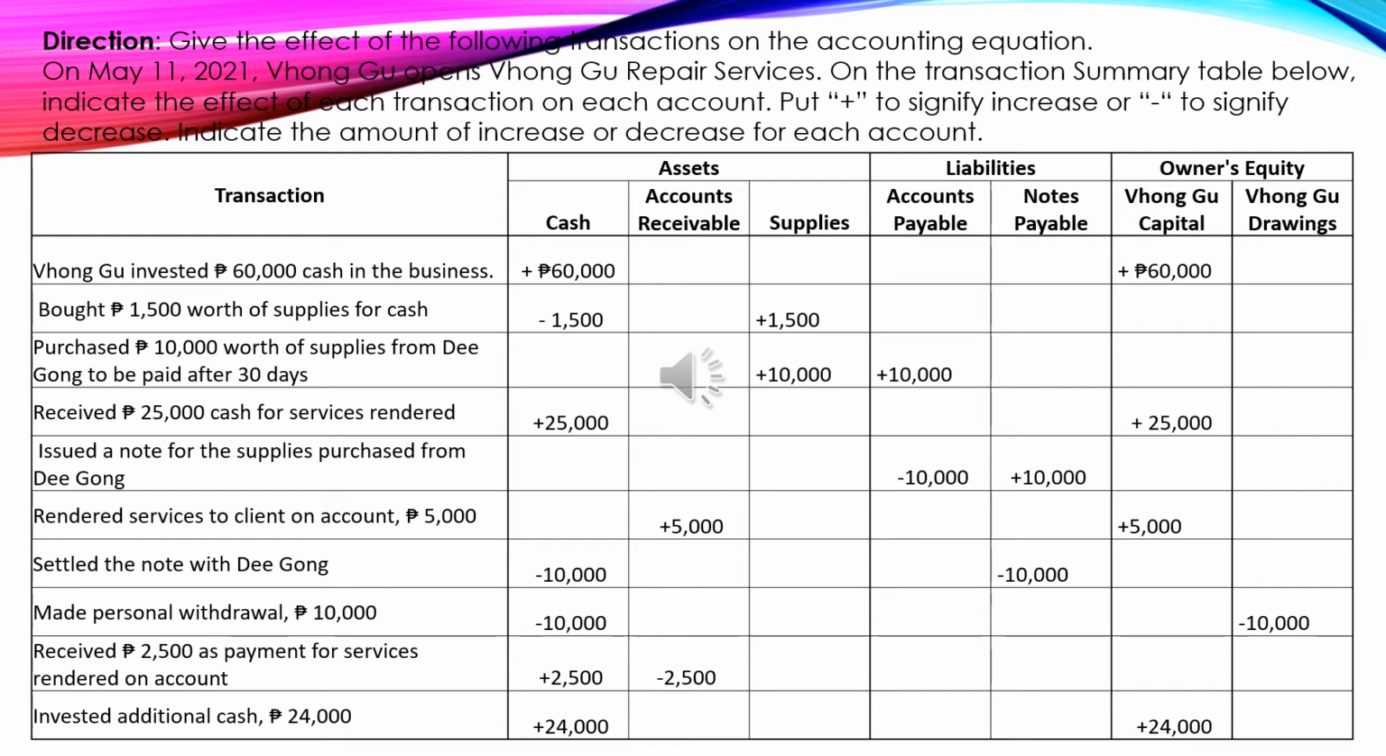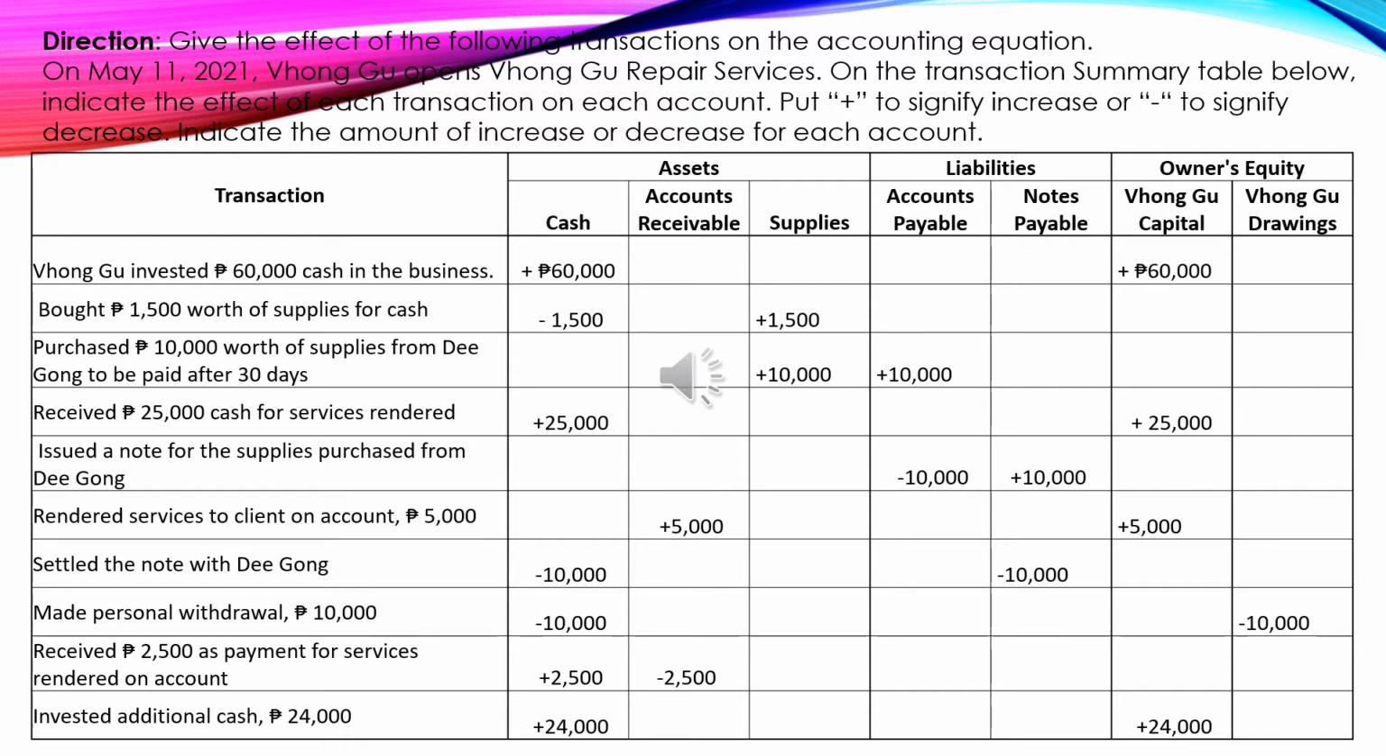Okay, next, made personal withdrawal 10,000. So this time, the cash or the asset of the business in a form of cash decreased by 10,000 because of personal withdrawal of Vonggu. So as you can see in the table, there is a decrease in cash amounting to 10,000 and a corresponding decrease in owner's equity in the form of Vonggu drawings amounting to 10,000 also.